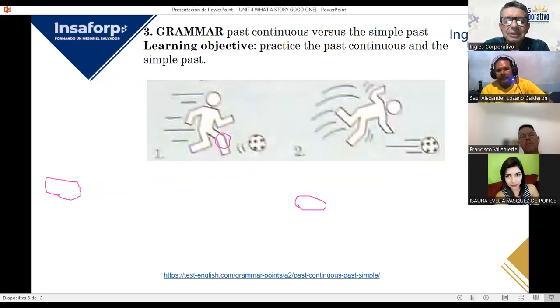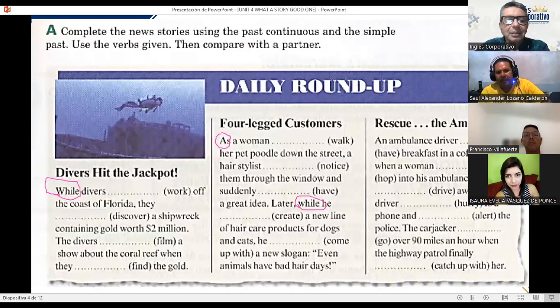Okay. And we were over here. We were on the third story, right?